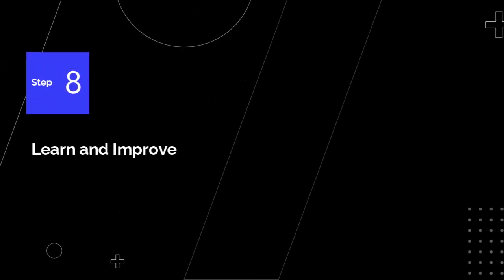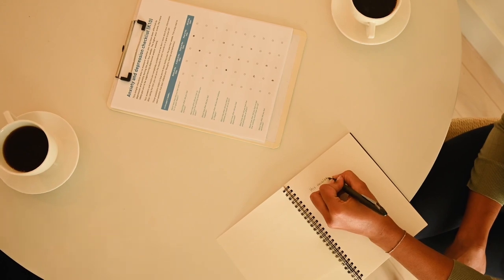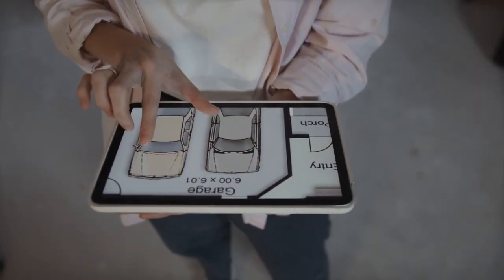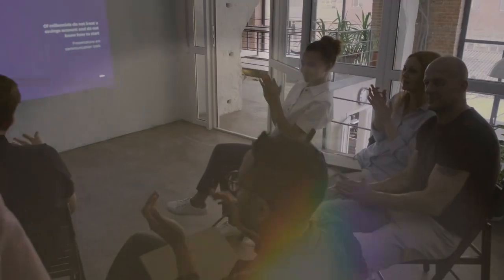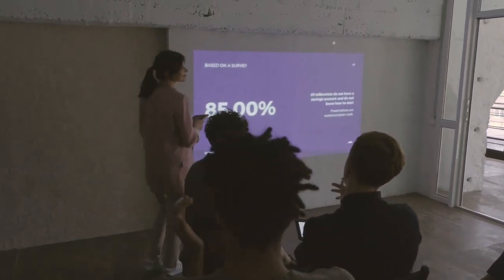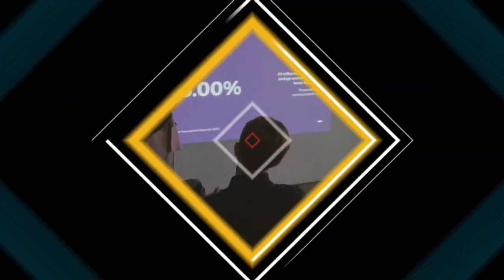Finally, learn and improve. Reflect on the RCA process and outcomes. Identify lessons learned and areas for improvement to enhance your future problem-solving efforts. By following these steps, you can conduct a thorough and effective root cause analysis that uncovers the underlying causes of a problem and guides your decision-making process.